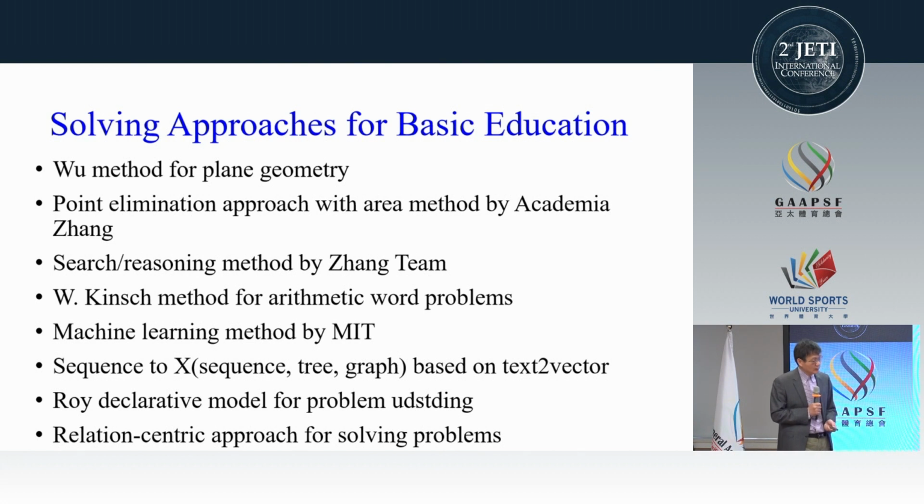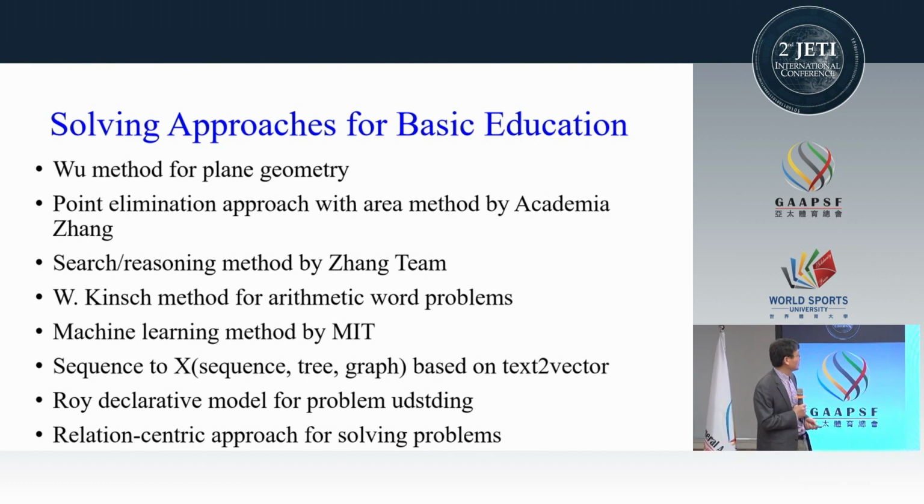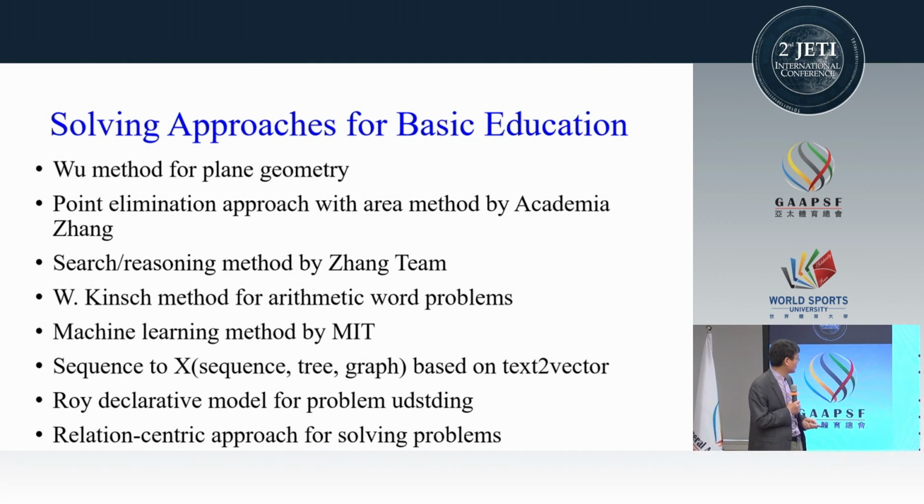In the 1970s, Professor Wu, the number one mathematician in the mainland at that time, worked on developing a method to prove theorems in plane geometry. He proposed the Wu method, which was very famous at that time. Then another professor, Academician Zhang, found that Wu's method cannot be understood by human beings, so he further developed another method called the point elimination approach. This is in China.